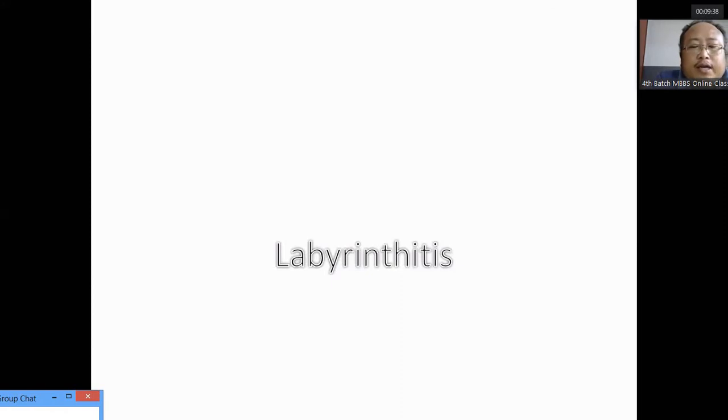Another differential diagnosis of vertigo we'll discuss in short is labyrinthitis. Labyrinth literally means a place where we can enter, but the exit is difficult; the patient gets confused and finds it difficult to exit.